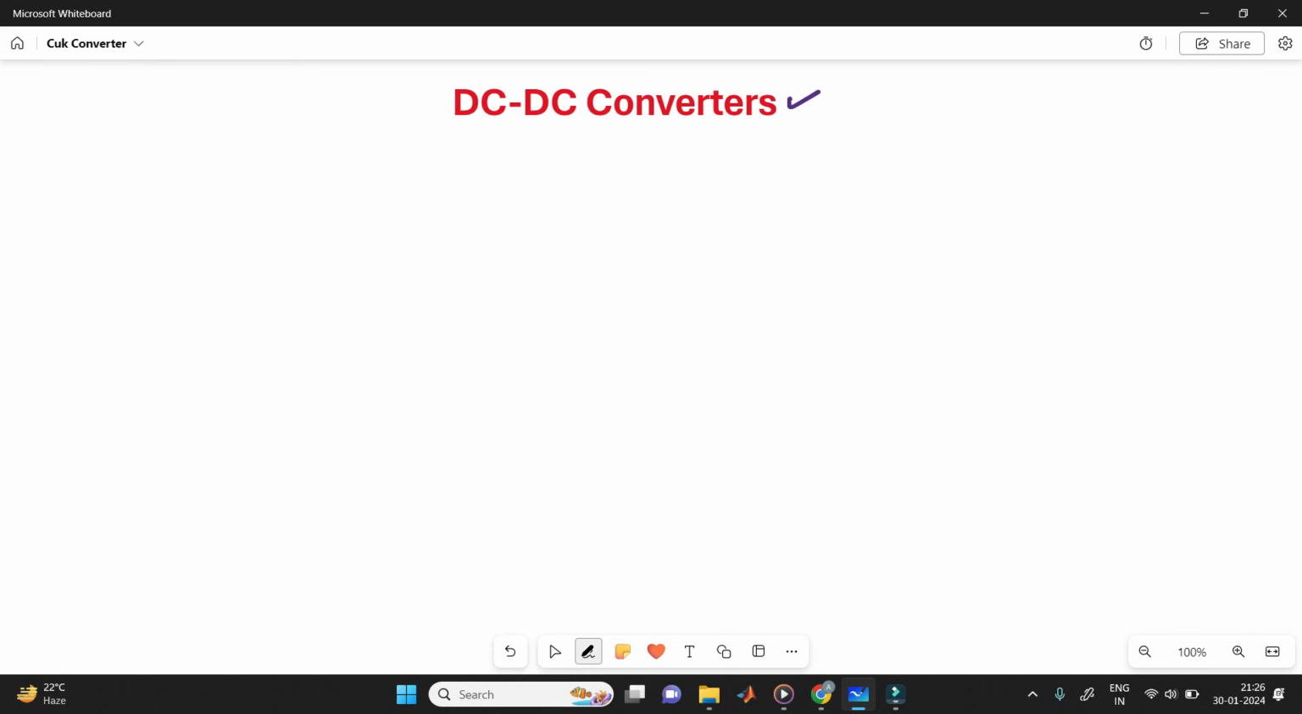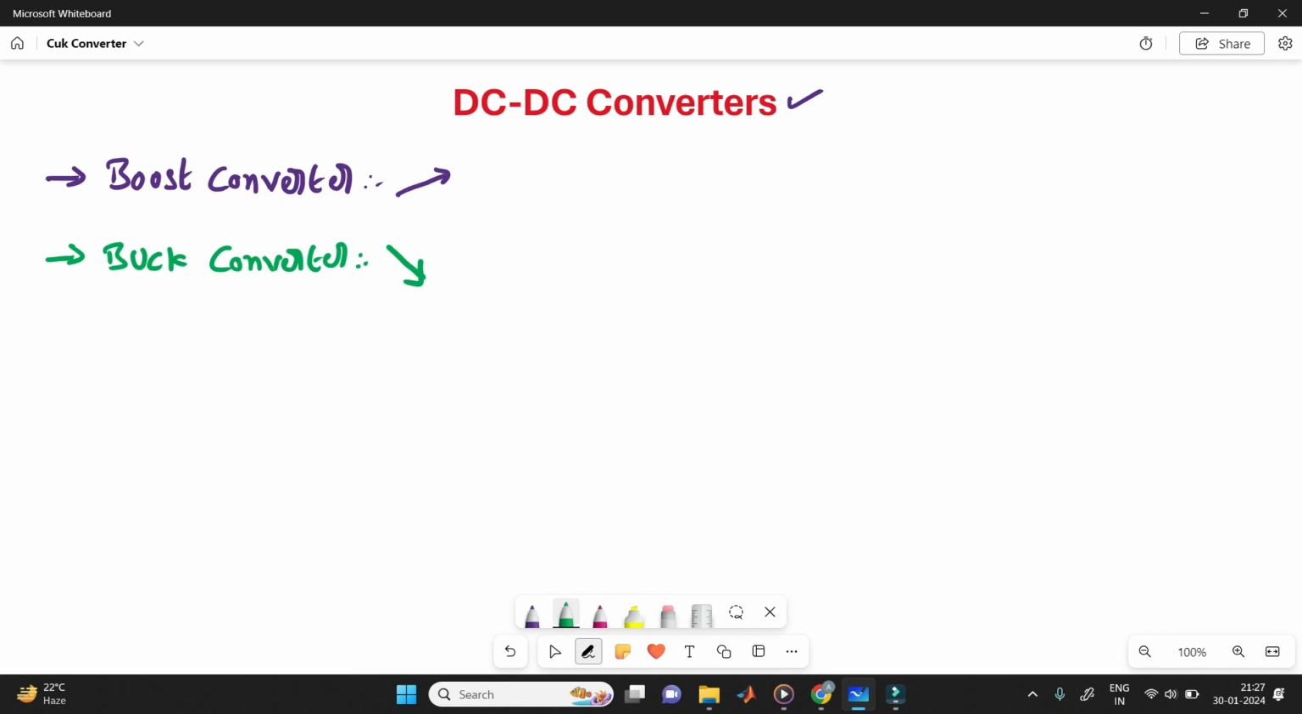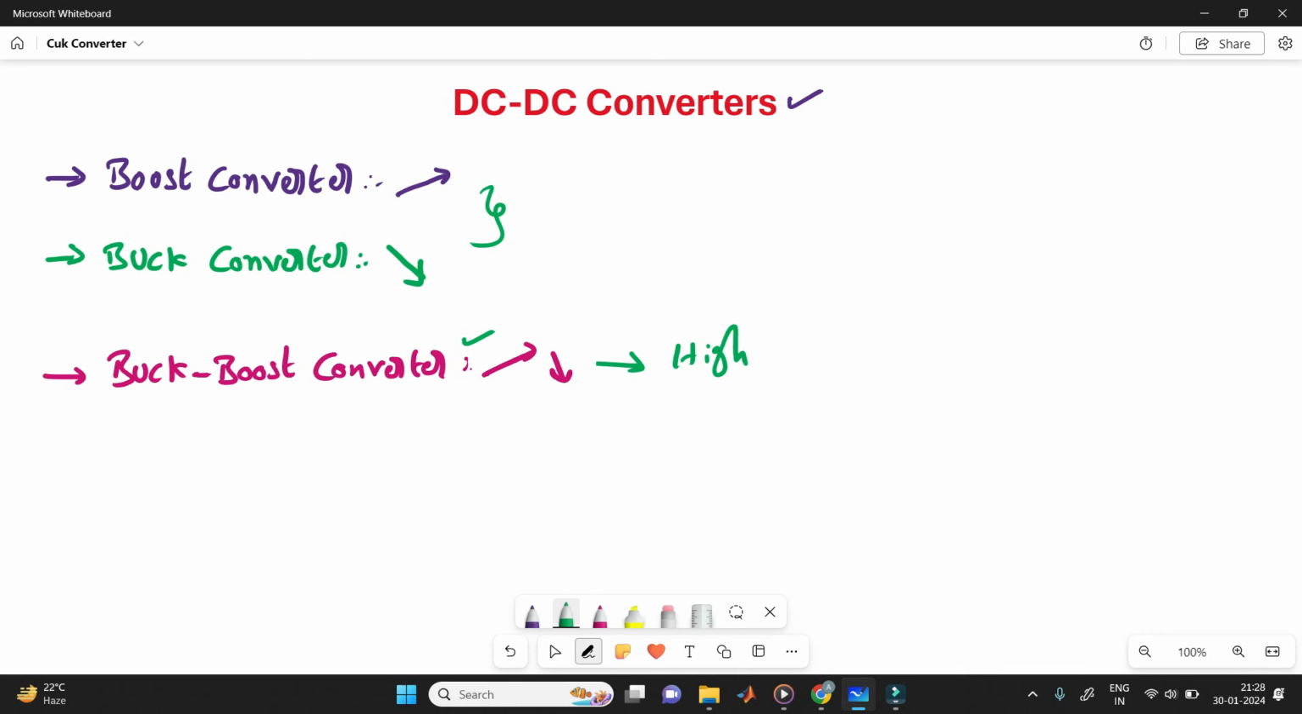Generally in DC-DC converters we use a boost converter to increase the voltage, and we use a buck converter to decrease the voltage. There is another converter which can increase or decrease the voltage, that is the buck-boost converter. So this converter can do the work of two converters, but there is a drawback in this buck-boost converter, that is it has high ripple current.